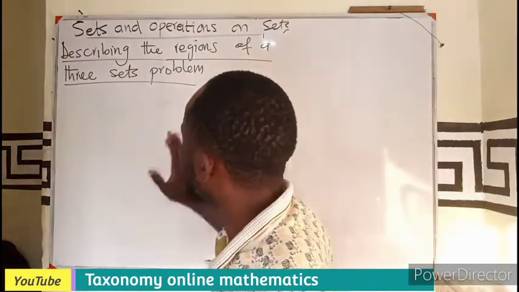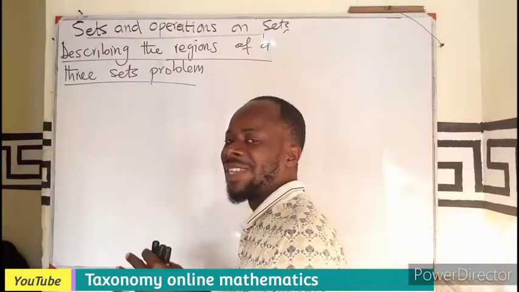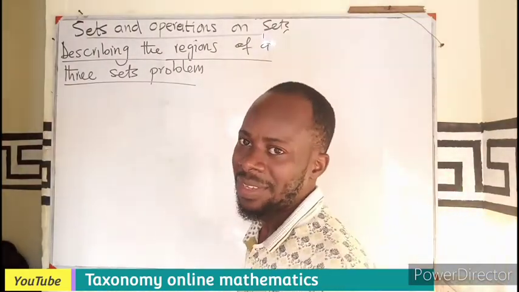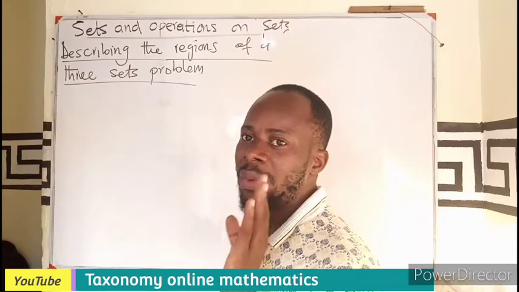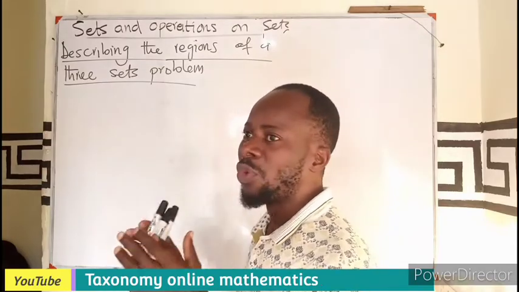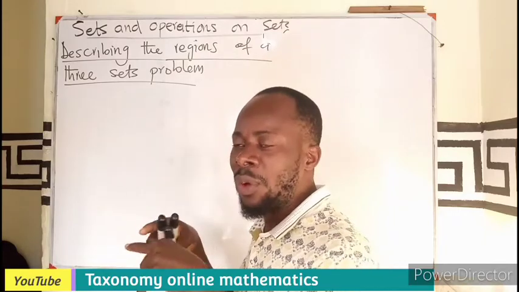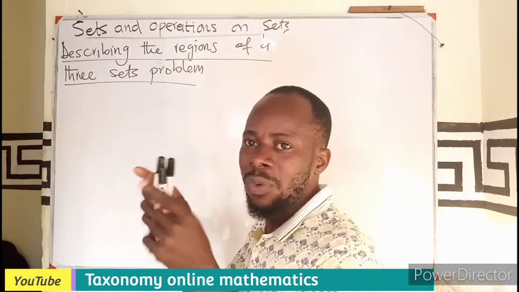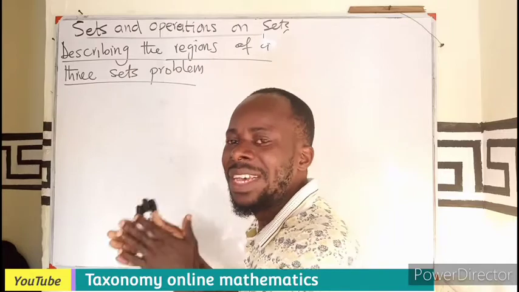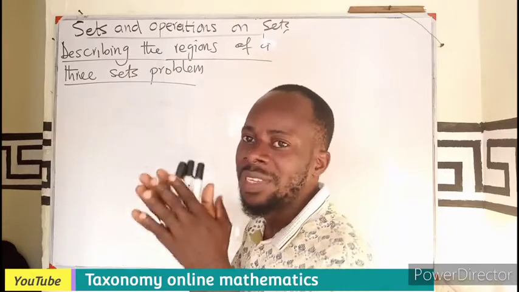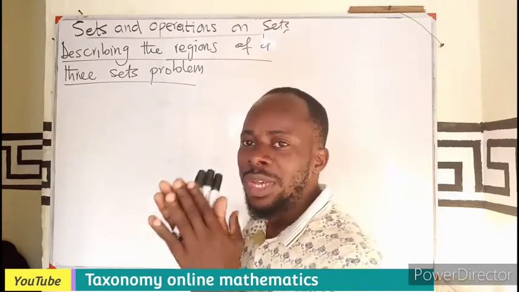Now, the three set problem means that the three sets are subsets of the universal set. We are going to represent that also on a Venn diagram. Therefore, in the diagram, we are going to have a rectangle, which will be our universal set. We are going to have three separate circles, which will mean our subsets.